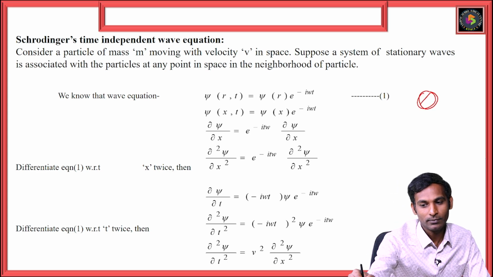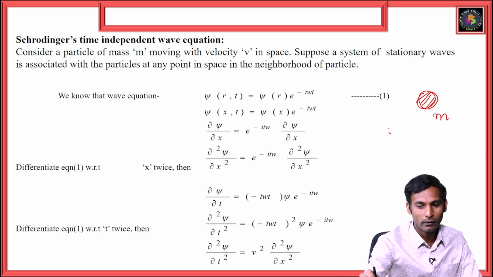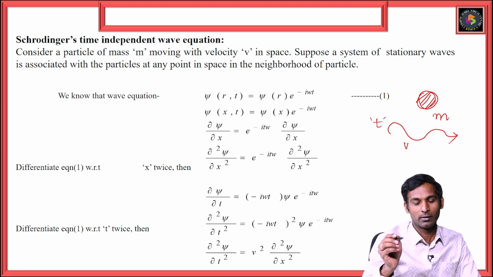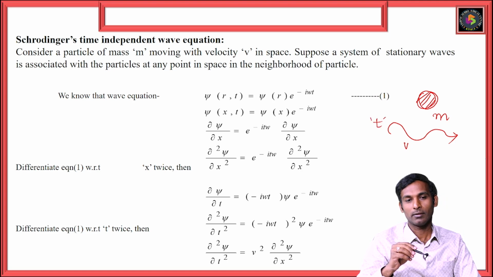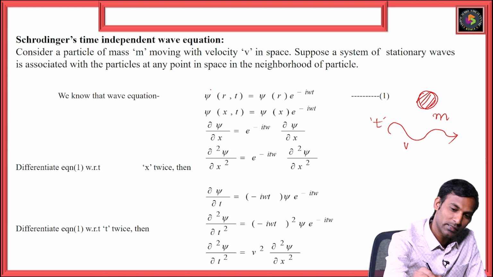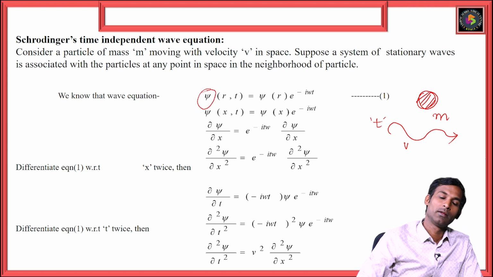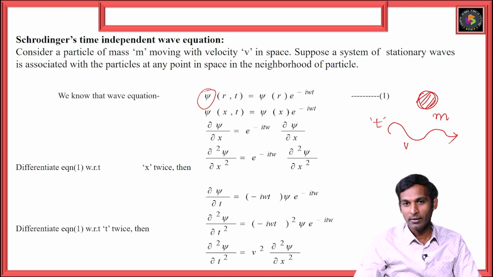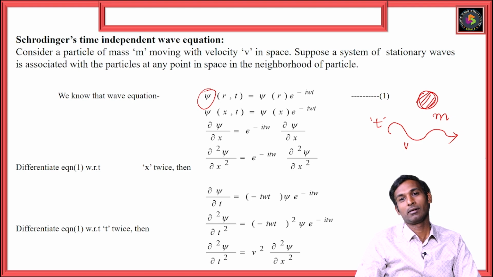In the diagram you can see a particle of mass m moving with velocity v at a particular time instant t. In the Schrodinger time independent equation, one parameter is very important. That parameter is said to be the wave function. The wave function represents the particle nature and wave nature. It connects the wave aspect and the particle aspect.